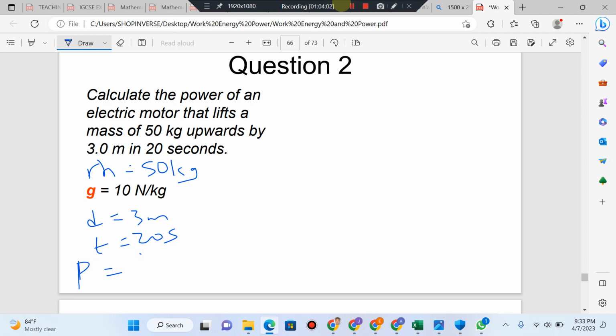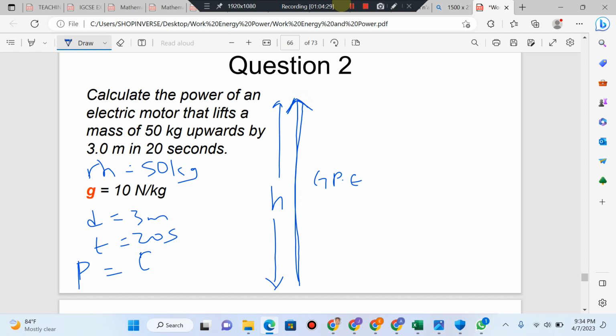Power can be expressed as energy divided by time. The energy used in lifting something upwards can be expressed as the gravitational potential energy. When you are lifting it upward, you are giving it a certain height above the ground, so you are storing up gravitational potential energy as you take it up. So we can express our power as gravitational potential energy given to the mass, divided by the time taken.